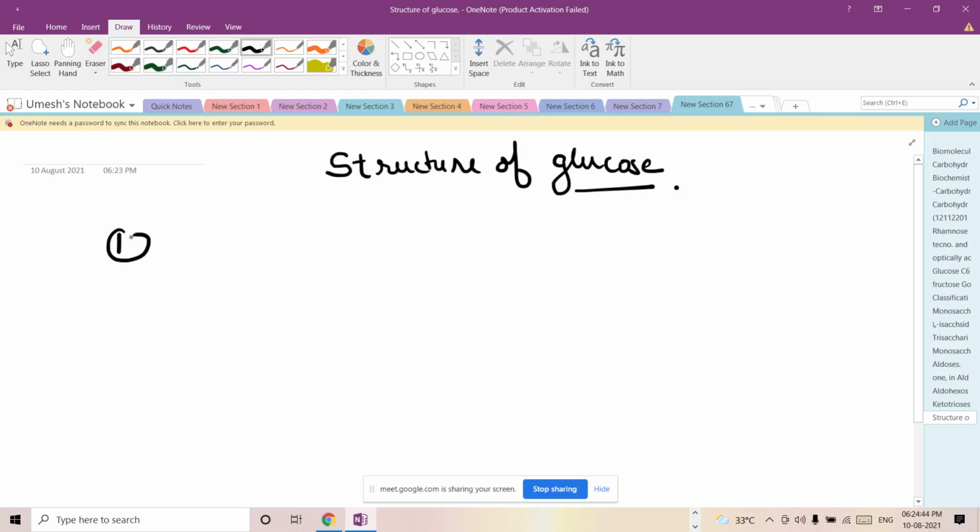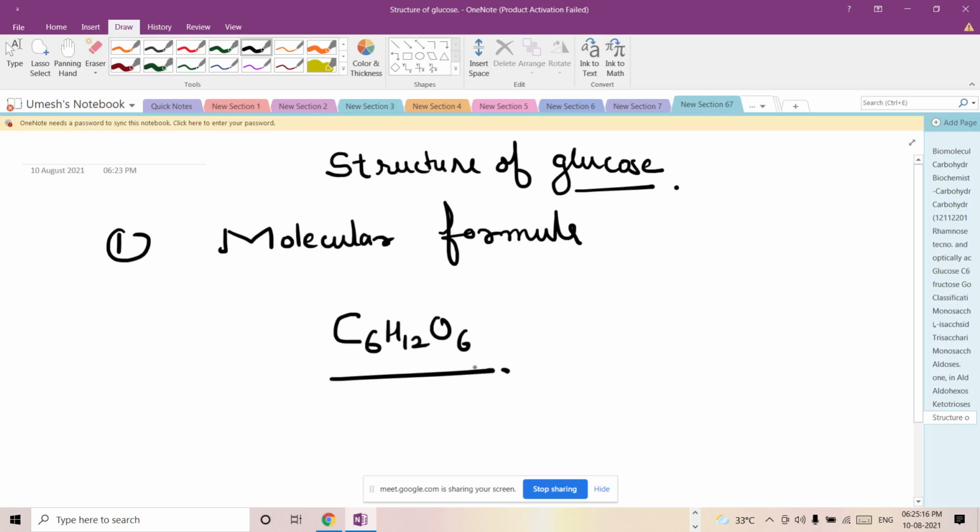First of all, we determine the molecular formula. And we know how to calculate the molecular formula. We can get it by first finding the percentage, and from the percentage we find the empirical formula and then the molecular formula. From there we get C6H12O6. This is the molecular formula.